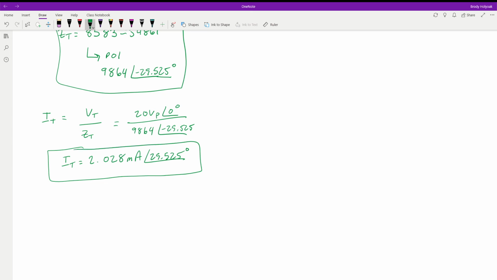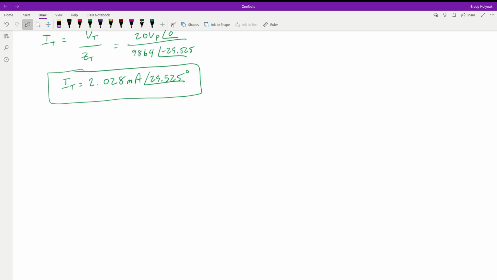Now, continuing on, we're going to take that total current and find the voltage drops across each of those first resistor and capacitor components, because that is the current going through them. So VR1 is equal to the I total times R1.